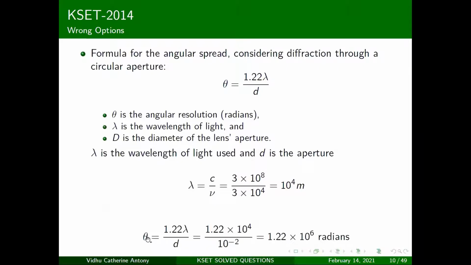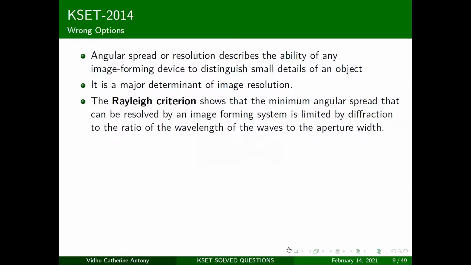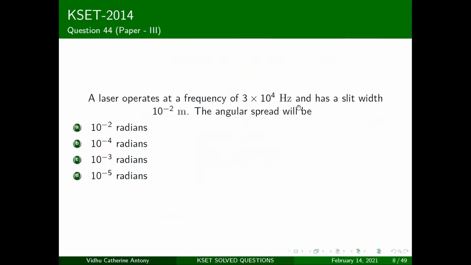If you find out the wavelength, it's very easy to calculate theta because d, the aperture size, is already given to you. You just substitute it and you get something like 10 to the power of 6 radians. Very, very horrible, but just to get the idea of what the question asks for, or if you have the same question repeating later on, this is what it is. None of these options are correct, so this is a wrong question that was given.